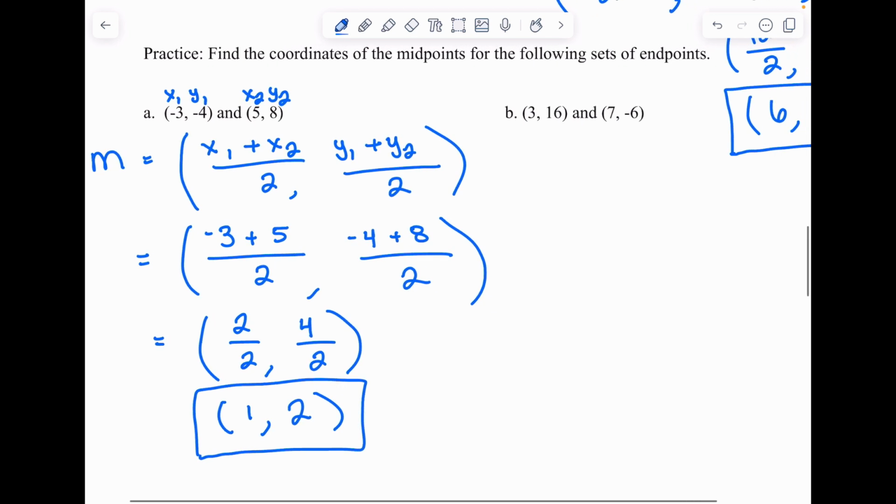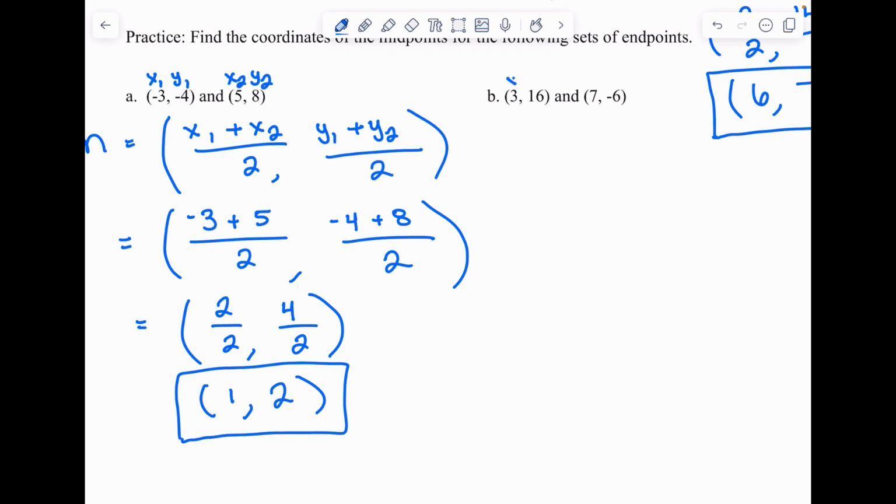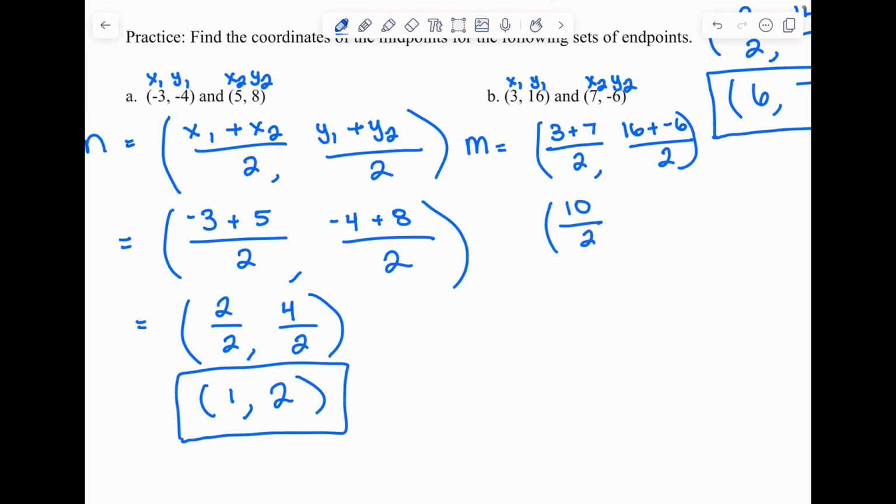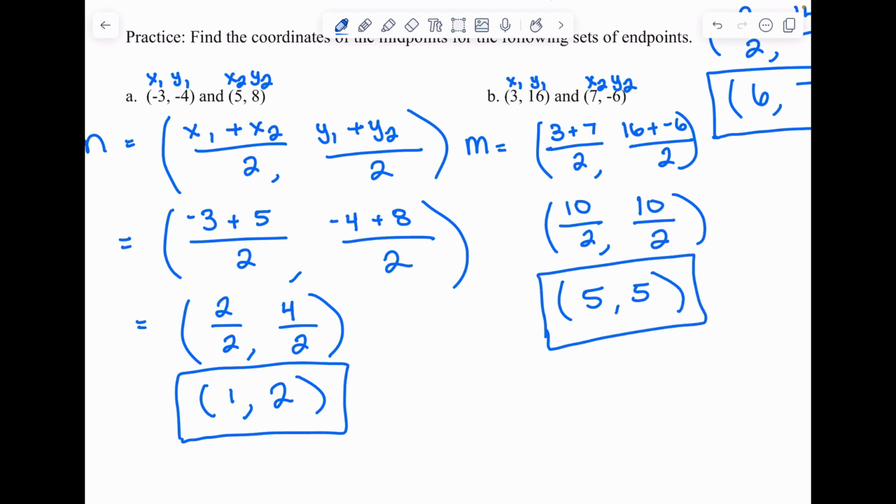Let's try one more. Once again, I'm going to start by labeling x1 and y1 and x2 and y2 so that I know where everything goes in my formula. x1 is 3 plus x2 is 7 divided by 2. y1 is 16 plus y2 is -6 divided by 2. 3 plus 7 is 10. And 16 plus -6 is also 10. And 10 divided by 2 is 5, which means my midpoint is going to be at the coordinates 5, 5.